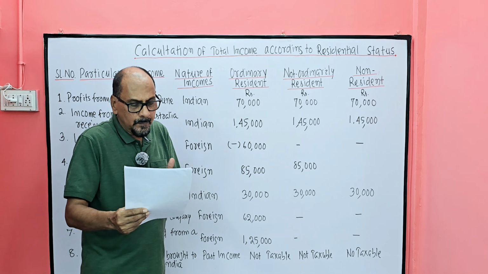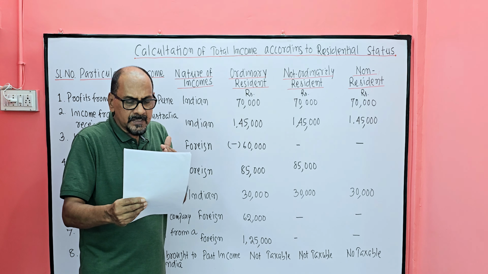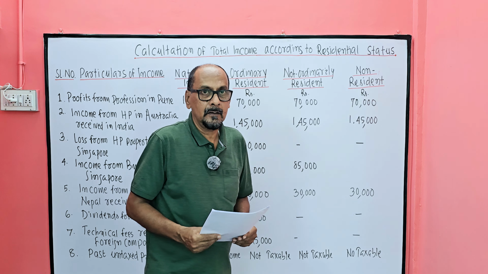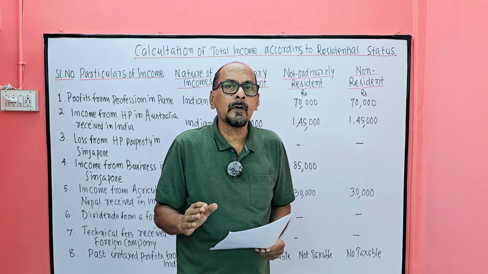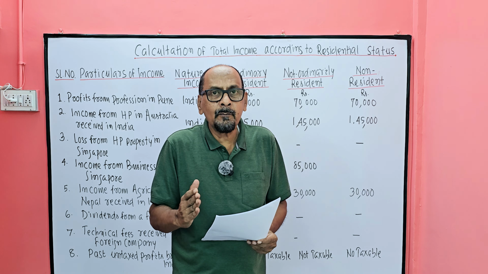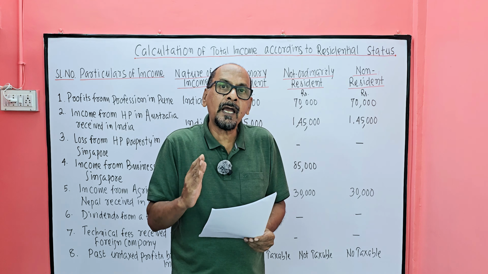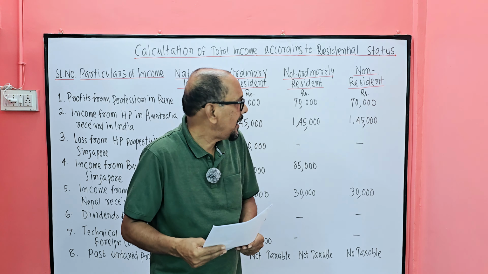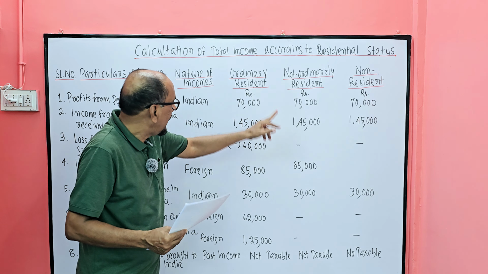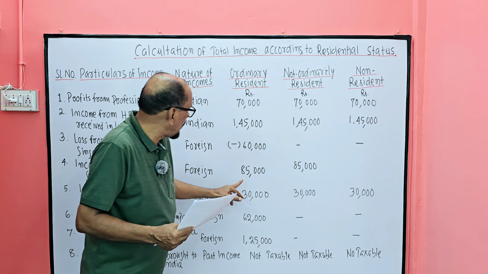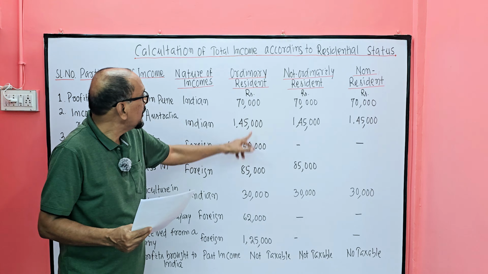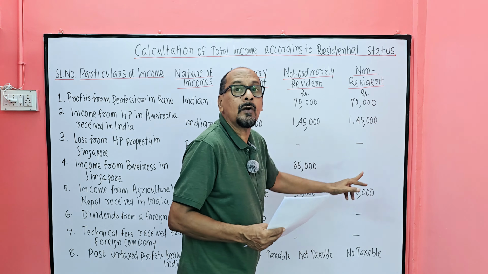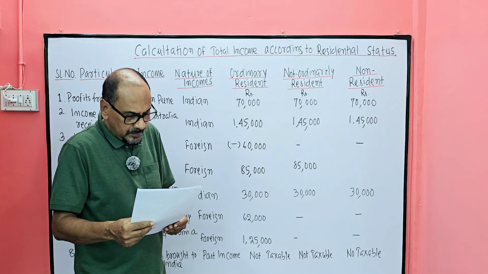As it is clearly mentioned, income from a business in Singapore controlled from India. The business is going on in Singapore, but it is being controlled or managed from India. So it is a type of foreign income, and it is taxable in both cases, that is ordinary resident and not ordinarily resident. So 85,000 is included in both cases, and it is not included in non-resident.